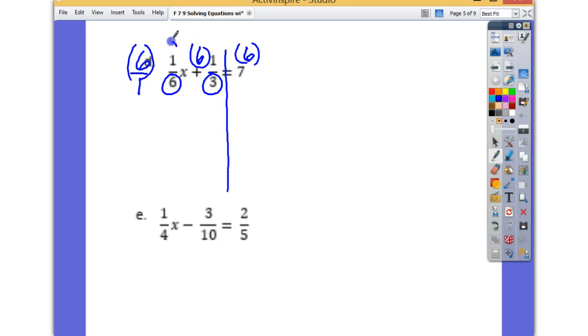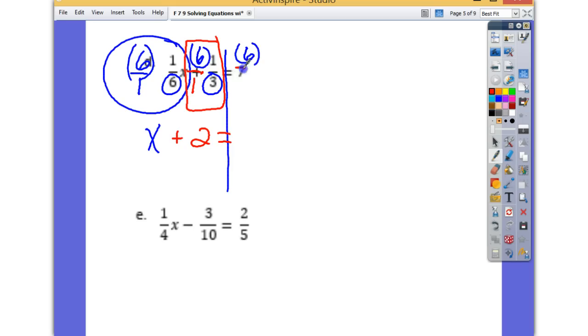What do I get when I multiply this times 6 over 1? I get 1x. So x, what does this turn into? 6 over 1 times 1 over 3 is 6 over 3, which equals 2 over 1, or just 2. And then what's 7 times 6? 42. Now I have all whole numbers to work with. A lot easier than both of those fractions. What do I do now? Yep. Minus 2. What's my final answer? 40. X equals 40.